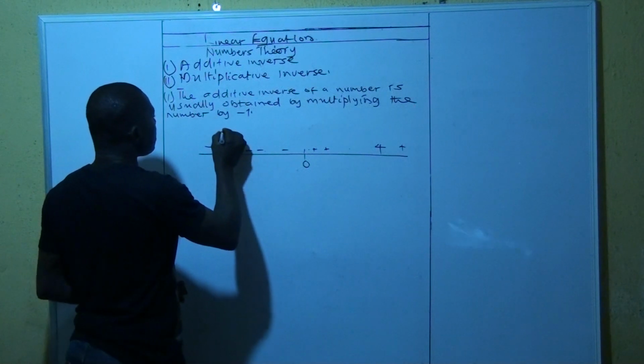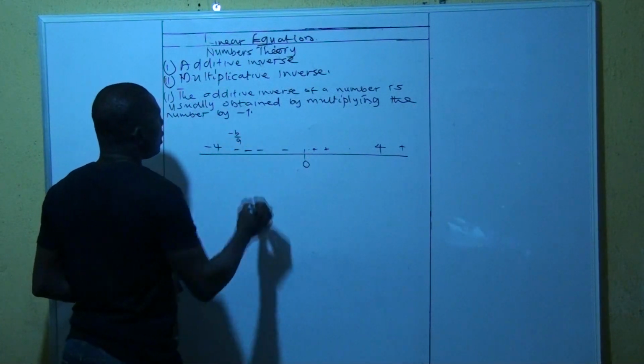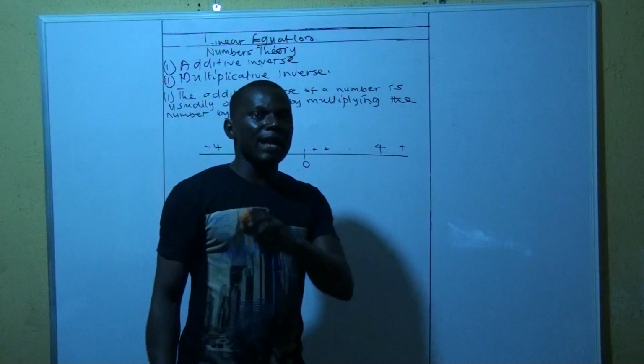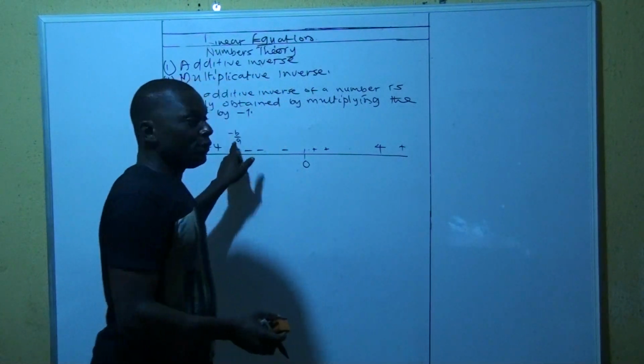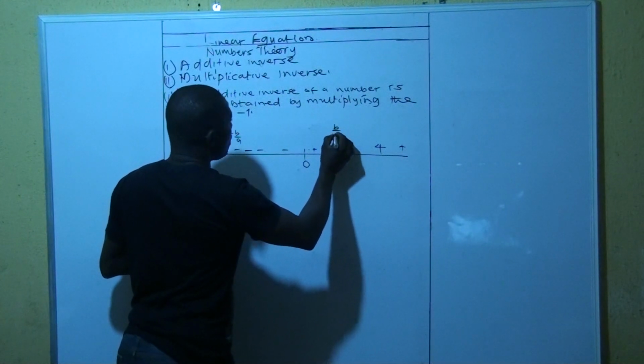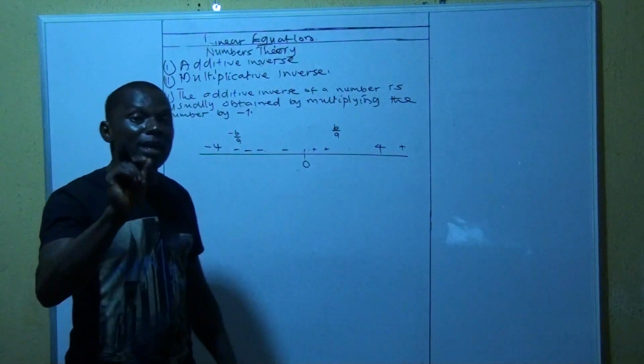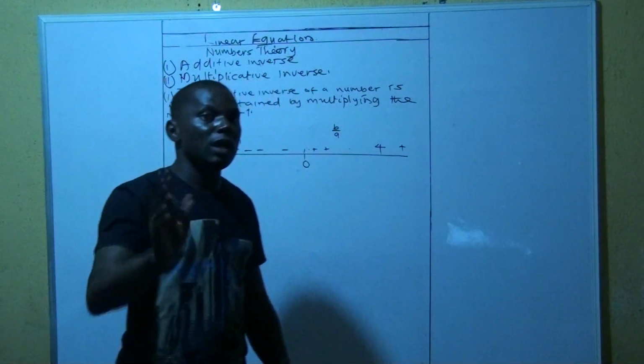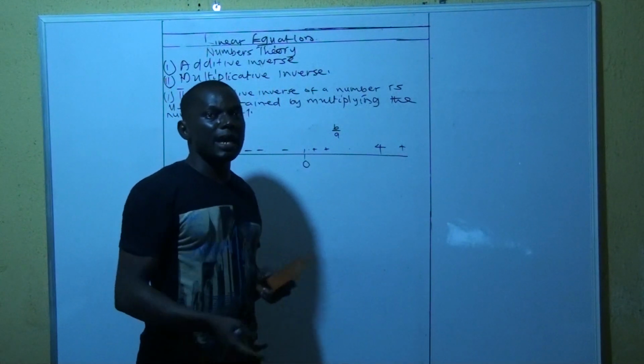Then if we have, for instance, -b/a, what will be the additive inverse of -b/a? If you just come to this side, it becomes b/a over a. So the number involved, you just multiply it by -1, that is all. If it is minus, change it to plus, that will be the additive inverse.